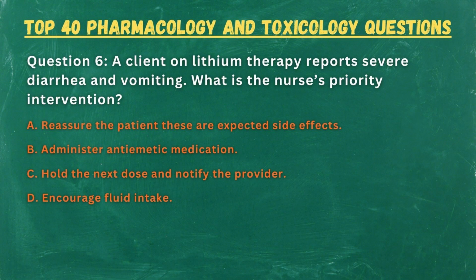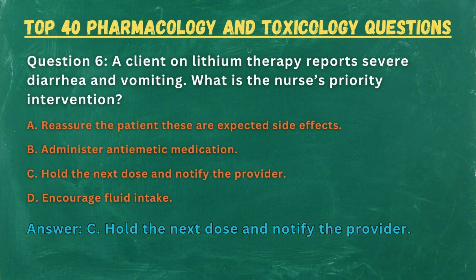Question 6. A client on lithium therapy reports severe diarrhea and vomiting. What is the nurse's priority intervention? A. Reassure the patient these are expected side effects. B. Administer antiemetic medication. C. Hold the next dose and notify the provider. D. Encourage fluid intake. Answer: C. Hold the next dose and notify the provider.